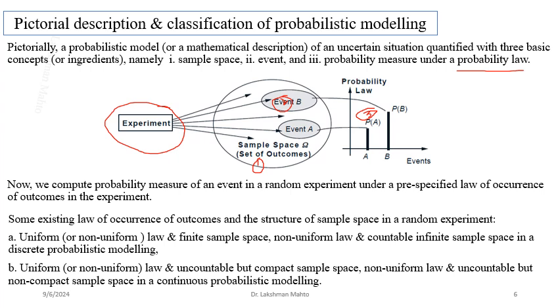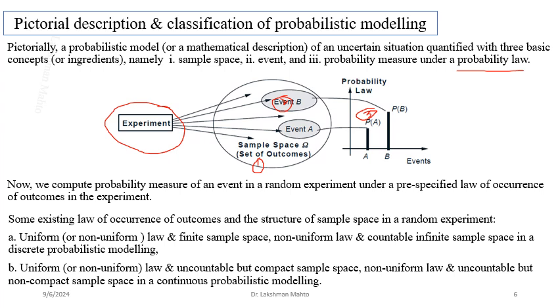Uniform law. What is the probability law, or law of occurrence of outcome, called uniform law? What is the meaning of uniform law? Or you can say democratic law. In a democracy, everyone has an equal chance of participation in parliament, in your area, in any election. It is not that only a specific person can participate. This equally likely situation we call uniform law.